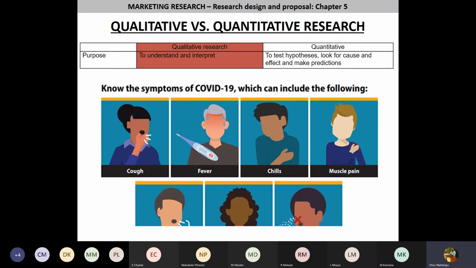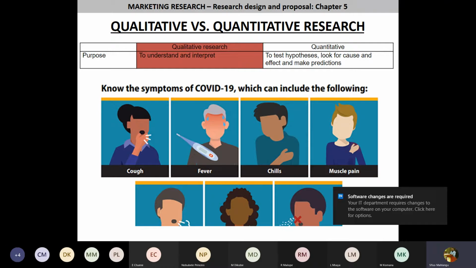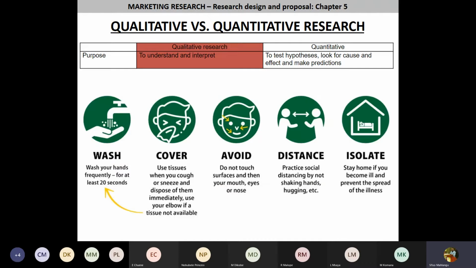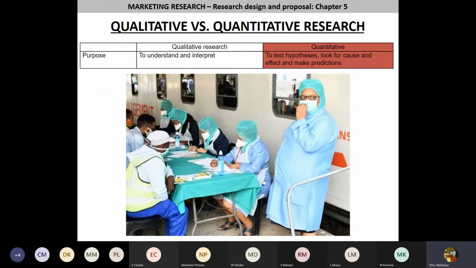So as I've indicated, in terms of this qualitative research using this case study of COVID-19, they told us that the symptoms include coughing, fever, muscle pain, and so on. All these we're just interpreting and understanding. There was nothing where we tested. They told us to sanitize, cover, more social distancing, and so on. But if we're conducting quantitative research, on the other hand, this will be different.